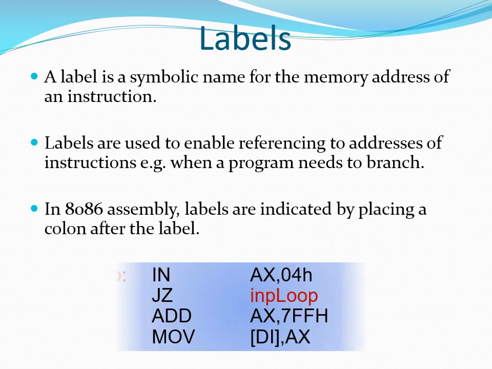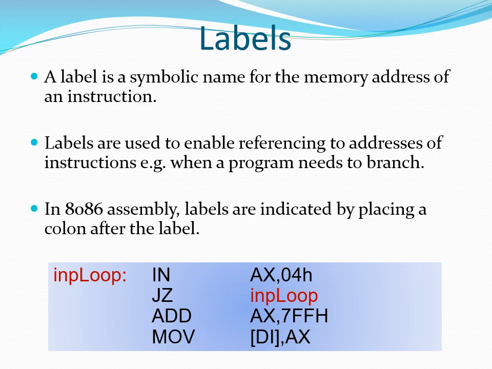A label is a symbolic name for the memory address of an instruction. Each instruction in memory has got an address. We can decide to give a symbolic name to the address of a particular instruction in the program. That symbolic name is what we call a label. Labels are used to enable referencing to addresses of instructions, for example, when a program needs to branch.